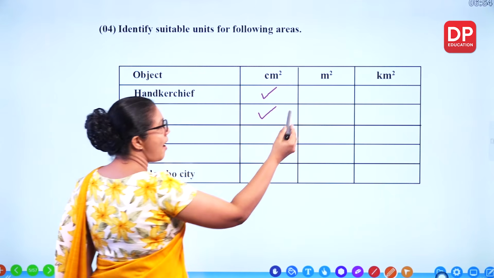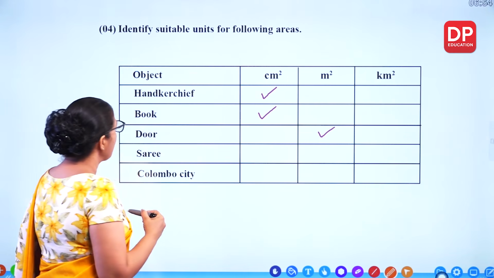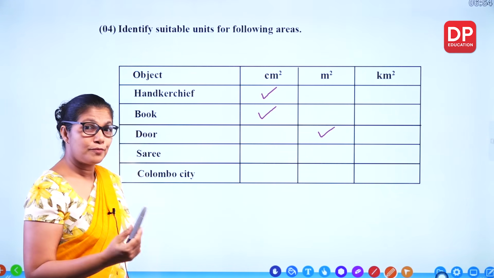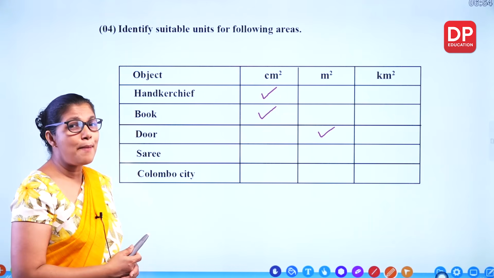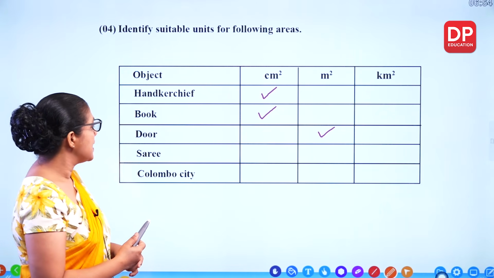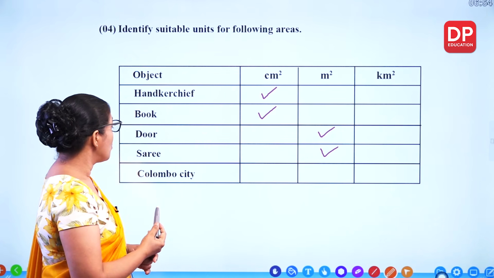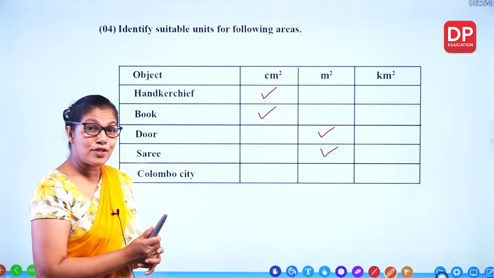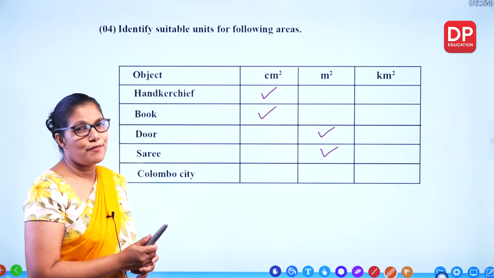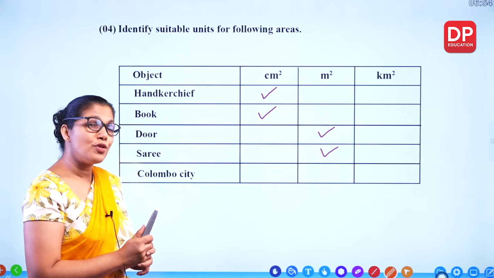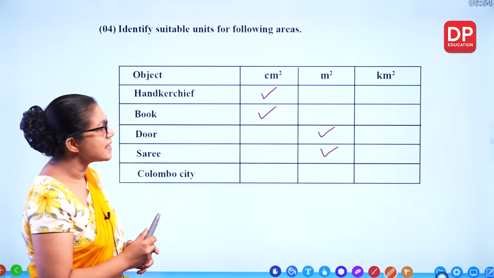You get square meters. A sari. That's also a long one, so you can measure with meters, so square meters. The area of Colombo city. You can't measure that with meters, so you have to use square kilometers.